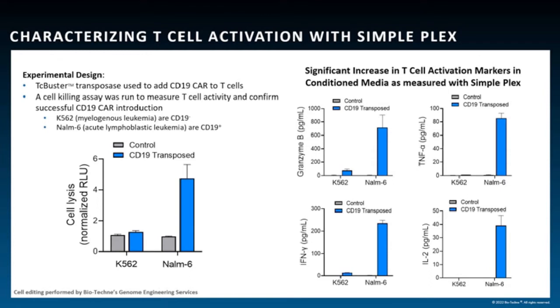T-cells that can recognize the CD19 positive cells become activated and release granzyme B, TNF-alpha, interferon gamma, and IL-2. Granzyme B is released at quite high levels near 800 picograms per mL, whereas IL-2 increases only to approximately 40 picograms per mL.